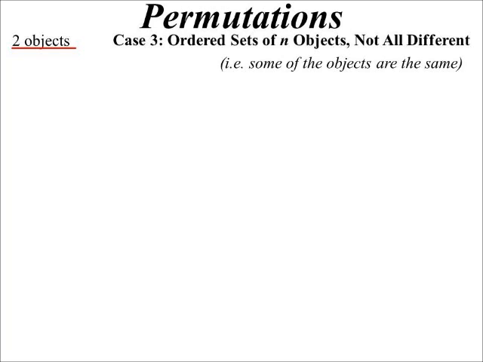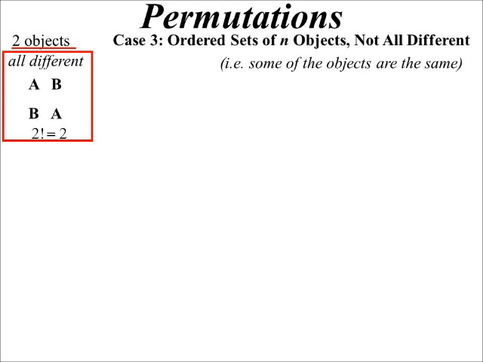If we've got two objects, and they're all different, obviously there's only two ways I could arrange them, A and B, or B and A, and as we discovered yesterday, that's 2 factorial ways of doing it, or two. How will it change if they're both the same? Well, if they're both the same, obviously there's only one way I can do it now, A and A. So the question is, how do I get from 2 to 1?